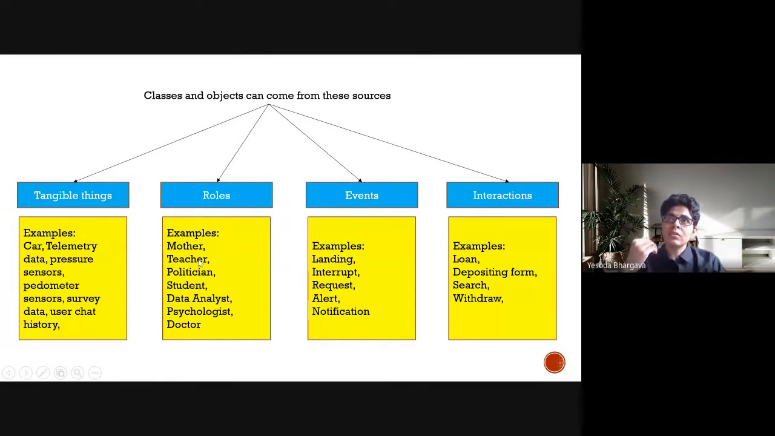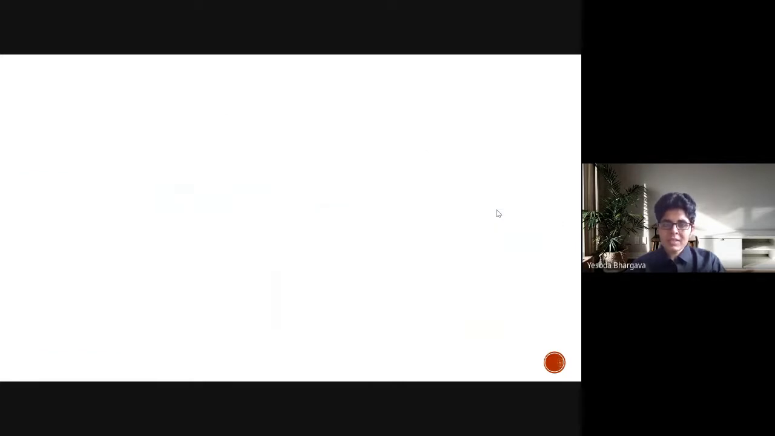So in particular to your projects, you need to identify what are the different roles that the system or the chunk of system is performing. That can be identified as a role. It often comes across as some engine of the system. Then certain events can also become objects, like interrupt, request, alert, and notifications. And then lastly, interactions. How your system is interacting with the end user also can become the object. So let us try to understand identification of objects using an example.